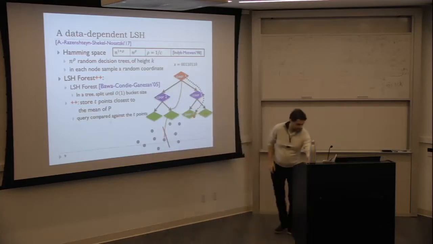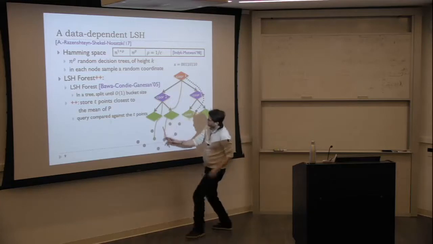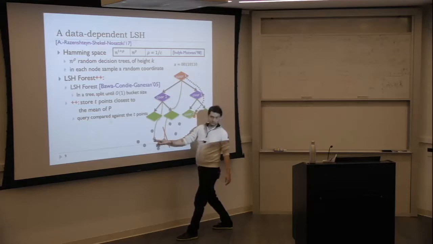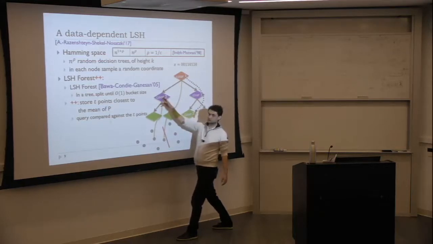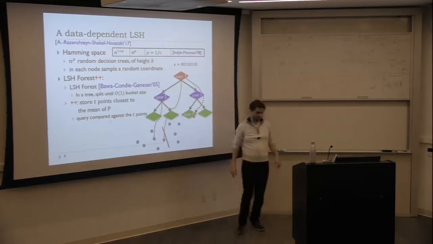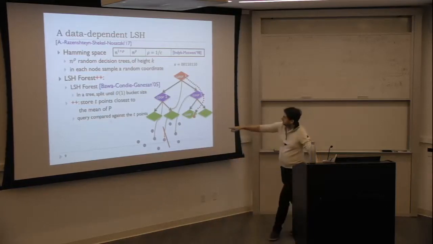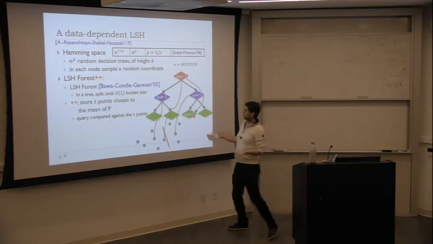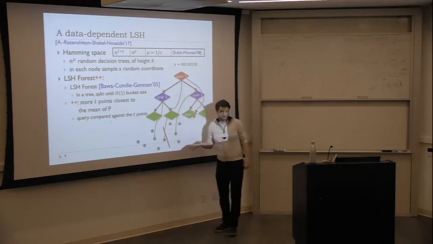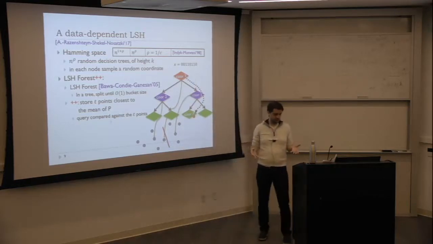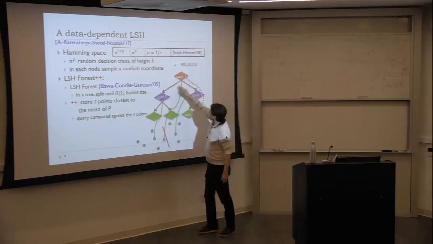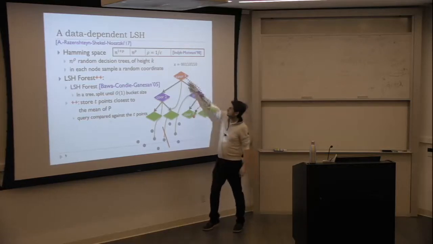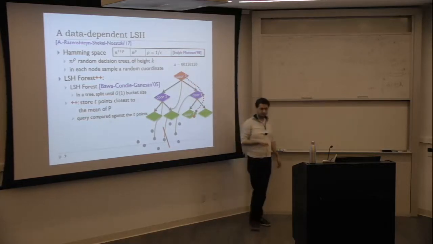Now, in this node, you again compute the mean of the points that hash into here. You take the point closest to the mean, you store it in this node and so forth. So here you'll store the mean of these points. At query time, the natural thing is that you still go to the correct bucket and look at what happens in that bucket. But also, while you walk towards your bucket, you encounter a bunch of points which are stored in these internal nodes, and you compare against them as well.